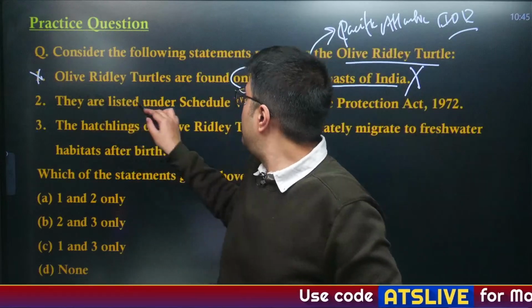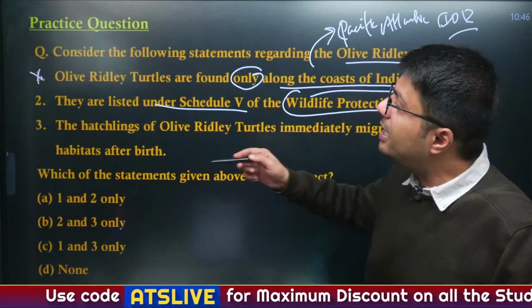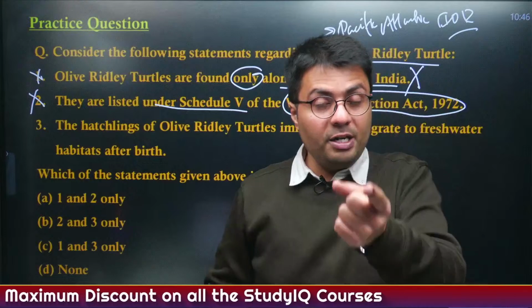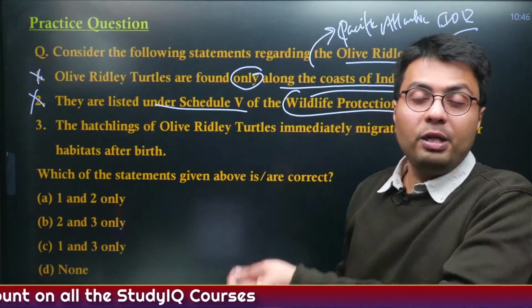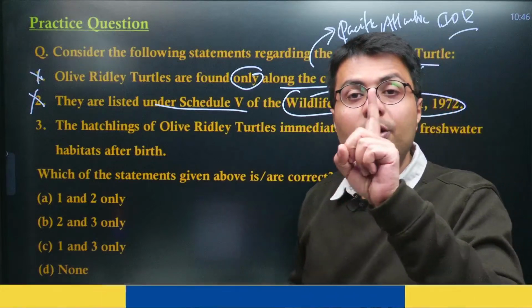Now they are listed under Schedule 5 of the Wildlife Protection Act 1972. Again incorrect. Schedule 5 means that you can actually hunt these species, but as I told you, the hunting and capturing of these species are prohibited as they are mentioned in not Schedule 5 but Schedule 1 of the WP Act.